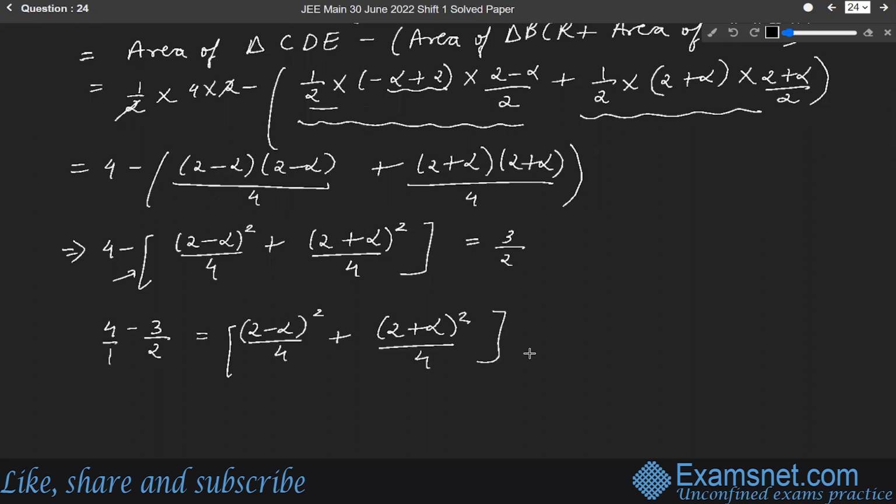Now, if we take the LCM here, 4 by 1 minus 3 by 2. What is the LCM? LCM is 2. 4 into 2 is 8. 8 minus 3. So we have 5 by 2.